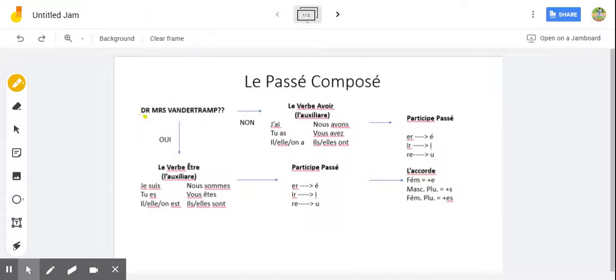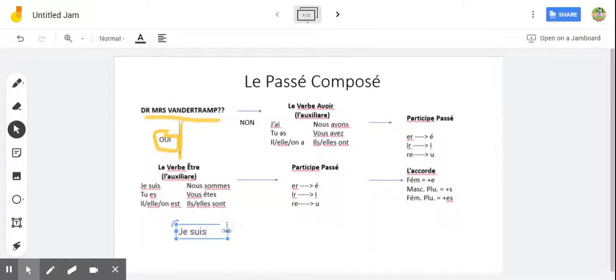So now if I go back to my passé composé cheat sheet, we are going to follow the steps. First step is: is the verb Dr. Mrs. Vandertramp? This time, yes, it is. So we're going to follow this arrow down to the verb être. So now we need to look at my subject, and my subject is I went to the mall. So right here, we already have our first step. It's going to be je suis.